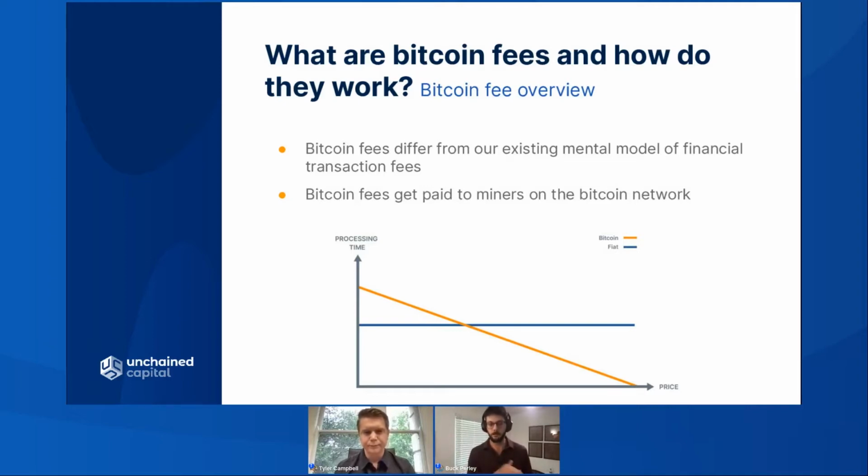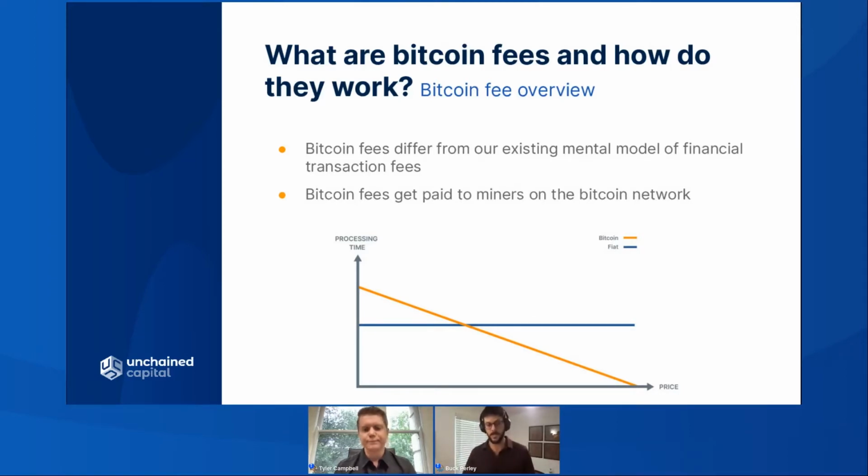As you can see on the blue line that's horizontal, it really doesn't matter. The price doesn't change based off of processing time. It'll be the same processing time no matter what they charge. It doesn't really change the priority. You swipe your credit card, it'll get processed as it gets processed. But in Bitcoin, that's not the case, especially if you have high congestion.